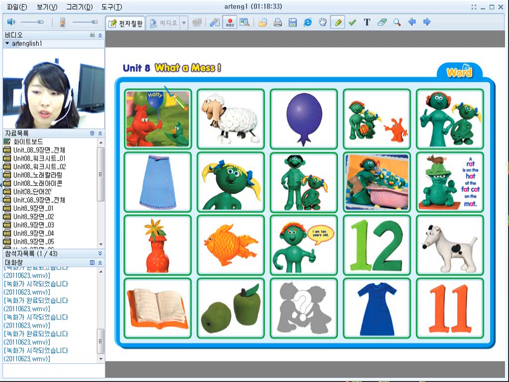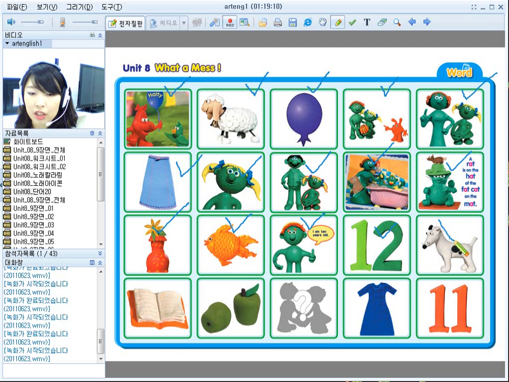Okay. Yours, ship, a balloon, it's there, look like, skirt, hair, daughter, a picture, a word, a vase, a fish, years old, 12, a dog, a book, other, whose, a dress, 11.